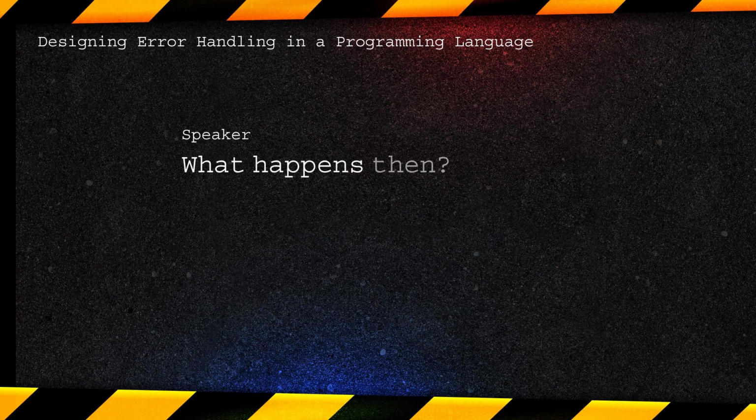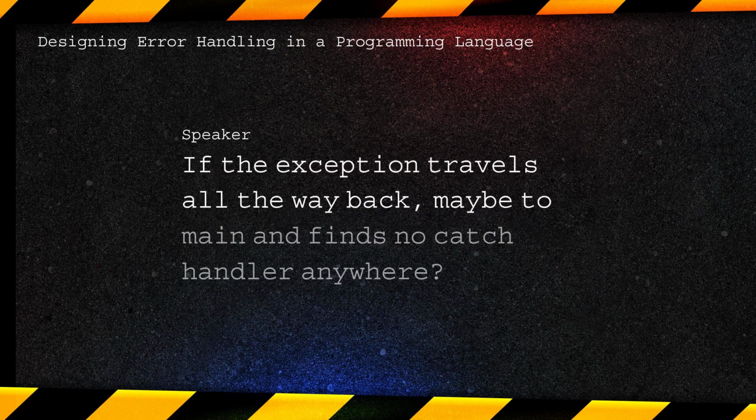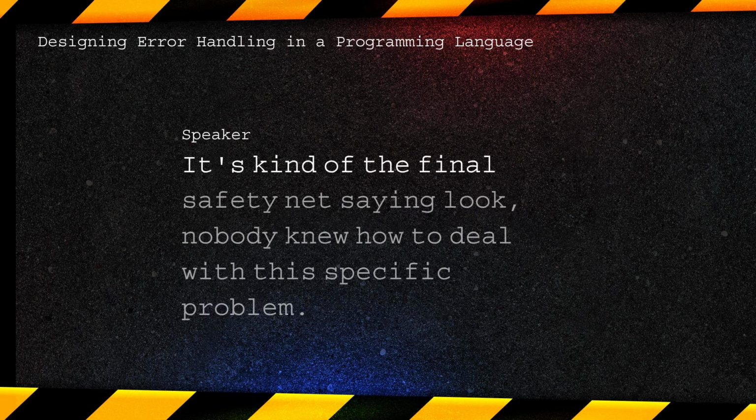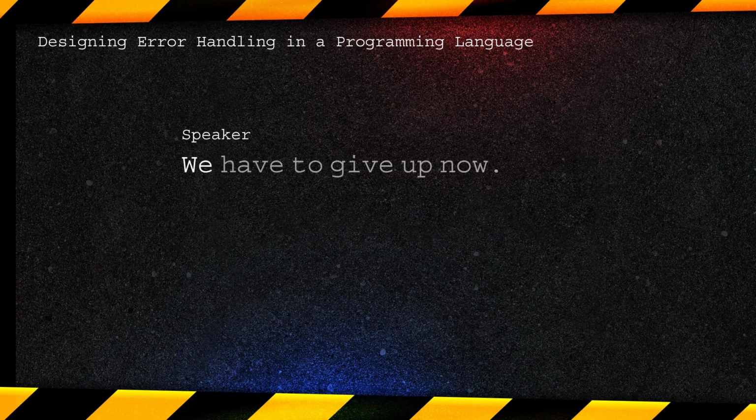Okay, what happens then if the exception travels all the way back, maybe to main, and finds no catch handler anywhere? Then typically the program terminates. In C++, the default behavior is often to call std::terminate. It's kind of the final safety net saying, look, nobody knew how to deal with this specific problem. We have to give up now.